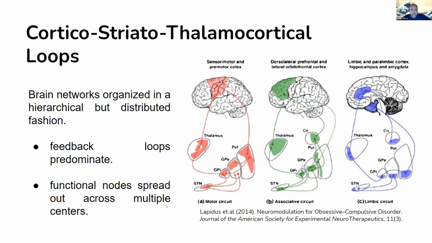In the mix here is the observation of the environment that's coming into the brain. So you have this sensory input, you're processing it, and you're behaving on it. So in this kind of model, feedback loops predominate. And the functional nodes critically are spread out across multiple centers. Not all the processing is going on in a single model or single location.